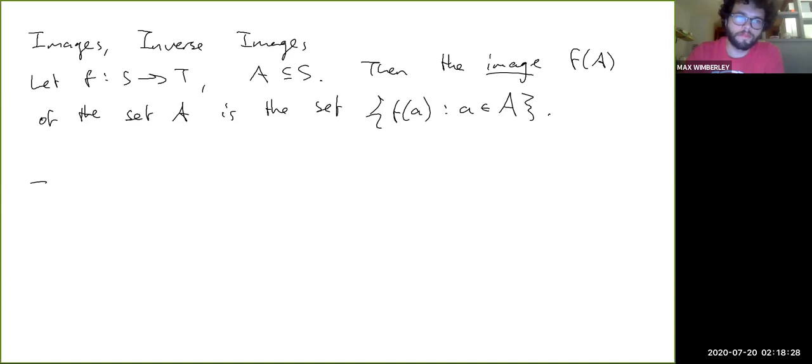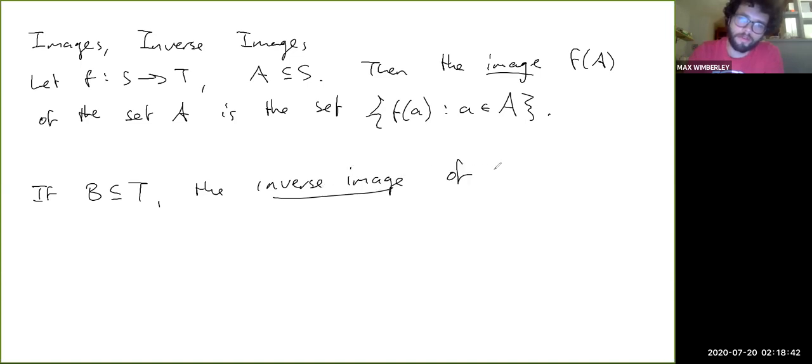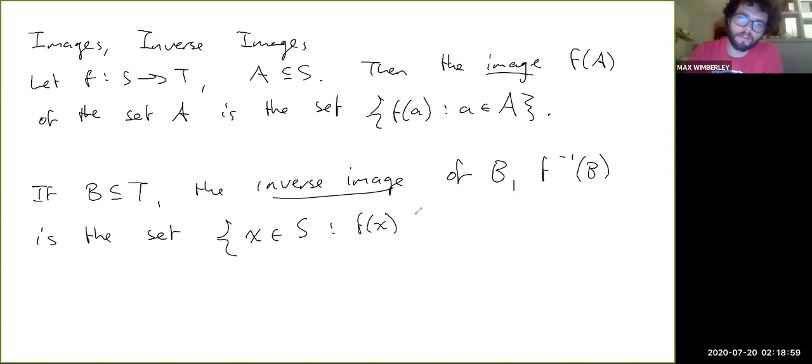So if, let's say, B is a subset of T, the inverse image of B, written f inverse of B, is the set of all x in S such that f of x is in B. Okay?